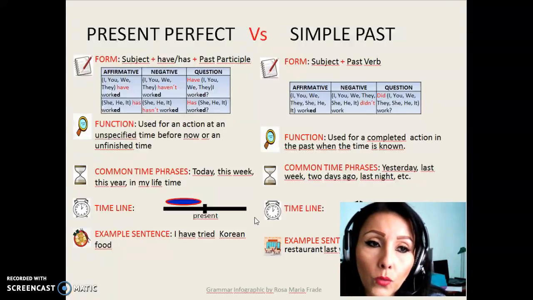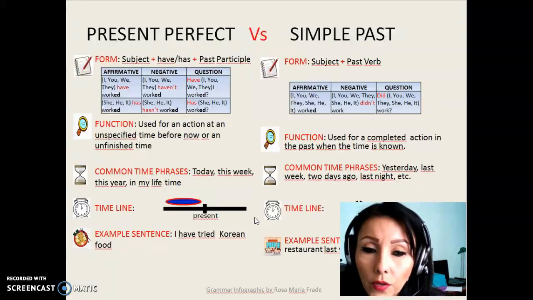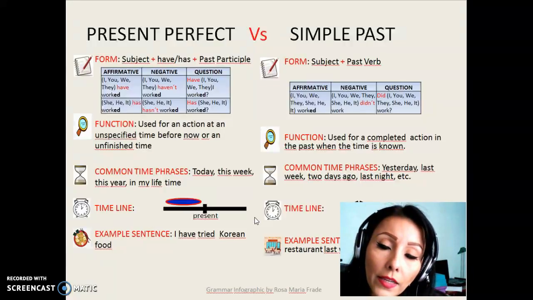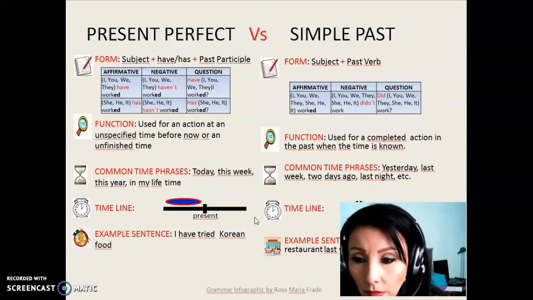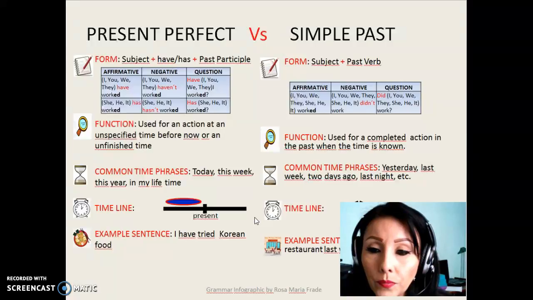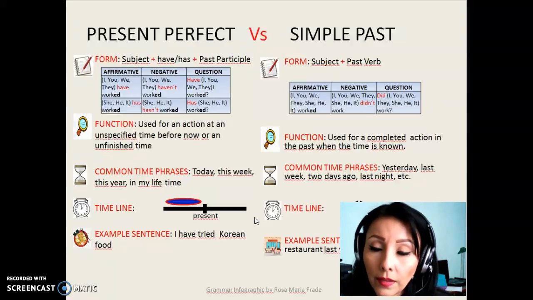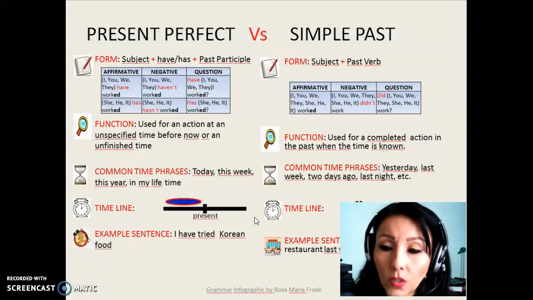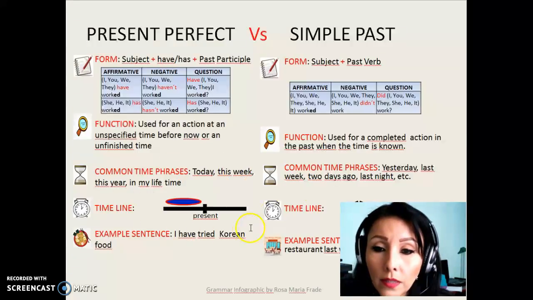To reinforce the presentation, I'm going to say different sentences, and the idea is that the students mark on the timeline on the board when they think the action happened. For example, when I write on the board, "I have tried Korean food," the students mark on the timeline when they think the action happened, like I show in this example.